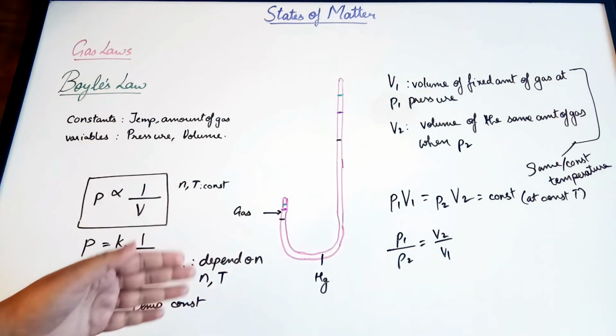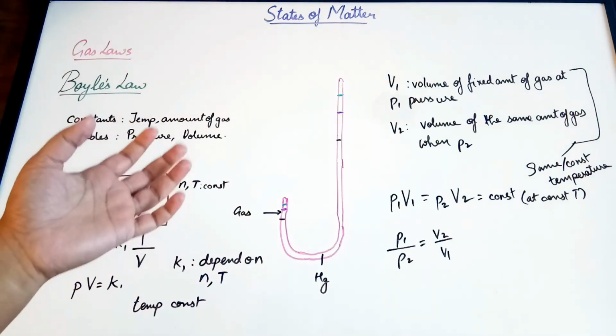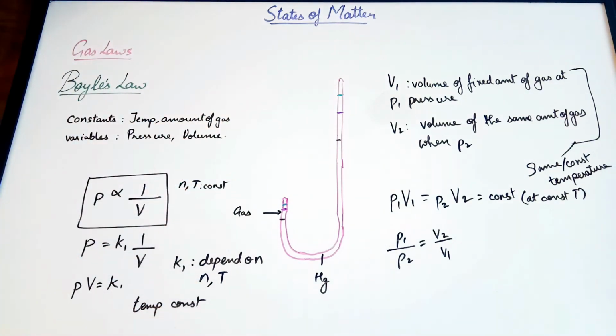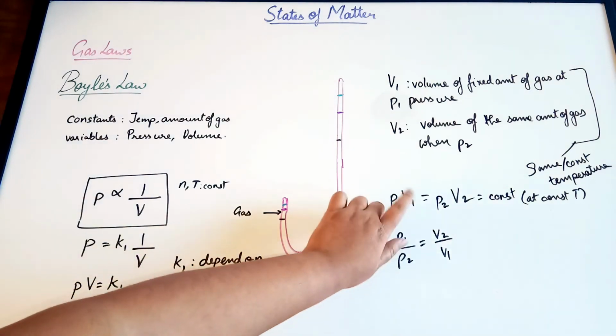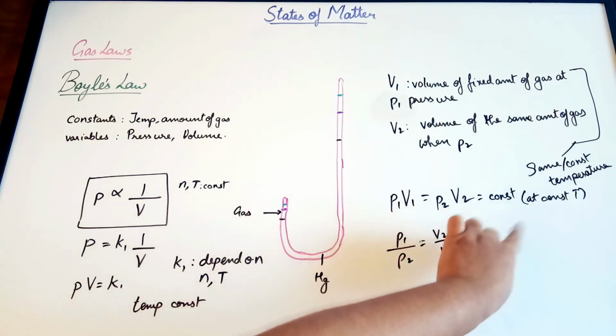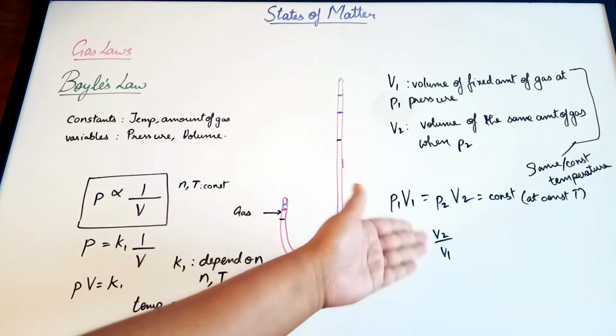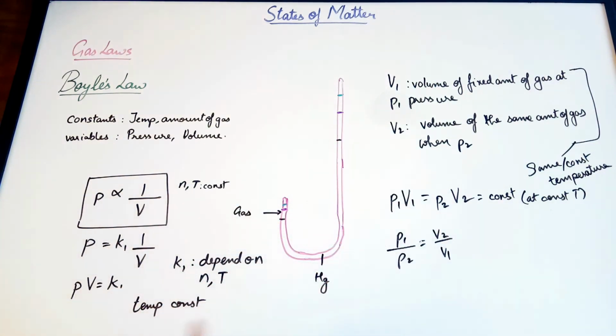We also took another case where the volume of a gas is V1 when the pressure is P1, and when the pressure changes from P1 to P2, the volume of that same quantity of gas changes from V1 to V2. From there, we got the relation P1 V1 equals P2 V2, which is a constant. We rearranged this and got P1 by P2 equal to V2 by V1. With that, we are done with the introduction of Boyle's law.